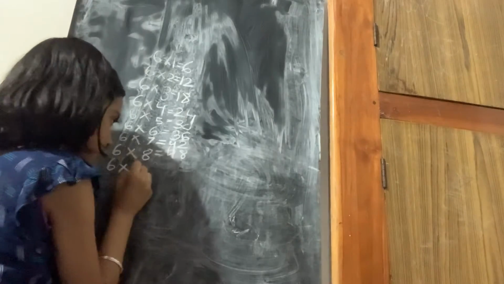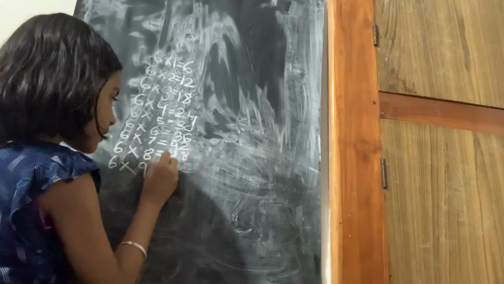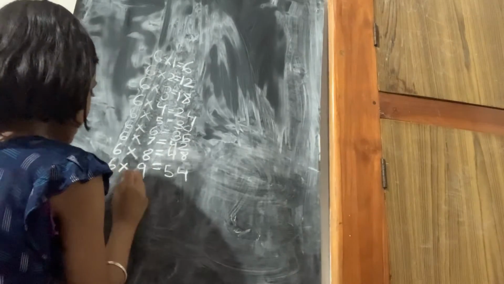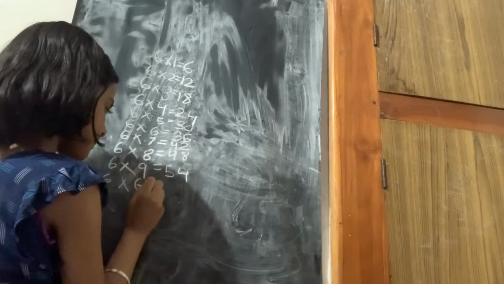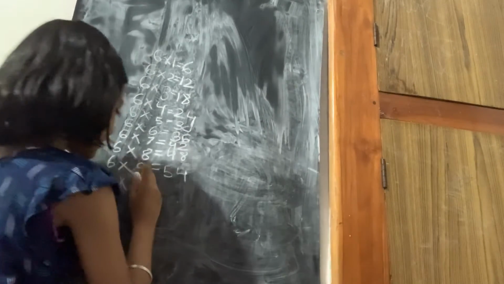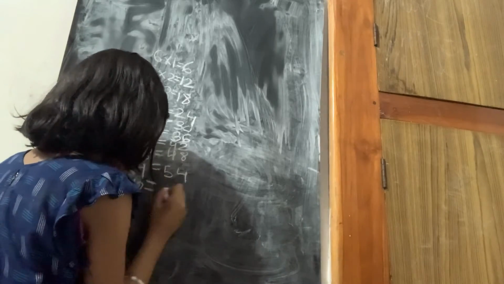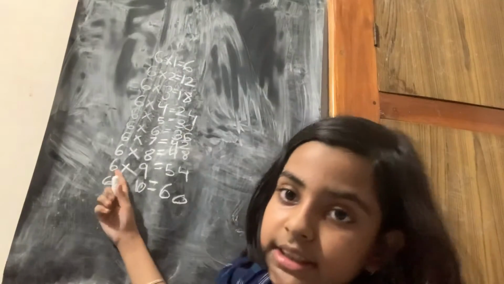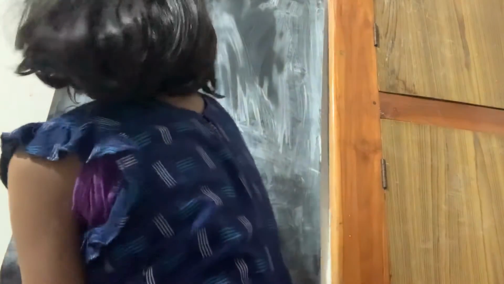Six nines are 54. And 6 tens are 60. So the 6 table is easy, right?